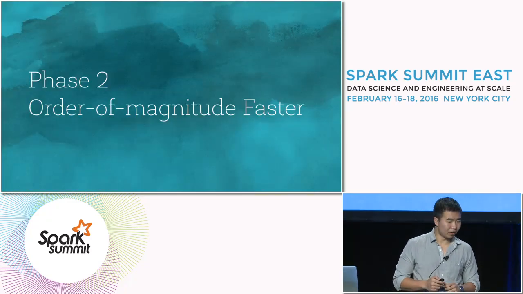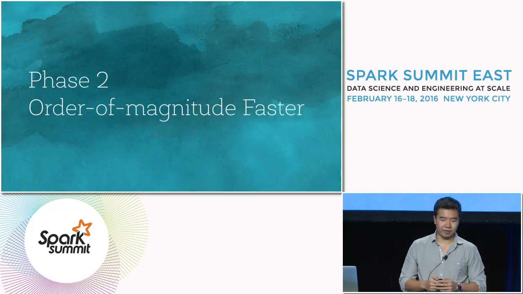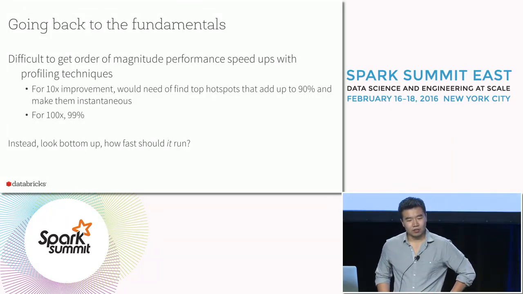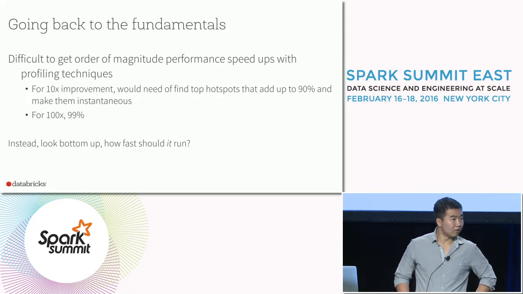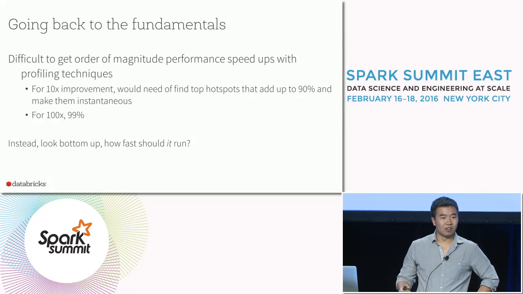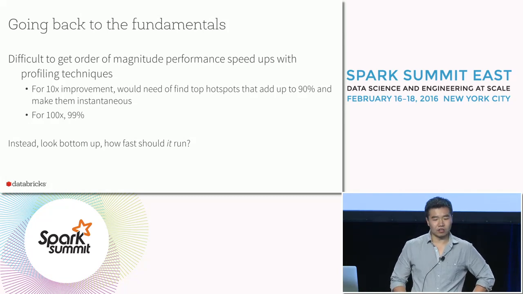So phase 2: how are we going to try to make Spark 10 times faster than it is today? Going back to the fundamentals, I argue that for performance improvements as dramatic as what we're going for, the traditional techniques typically don't work very well. By traditional techniques, I mean you fire up Spark, you run a profiler on it, you see what you can do, and you try to shave off the pieces that are slow.